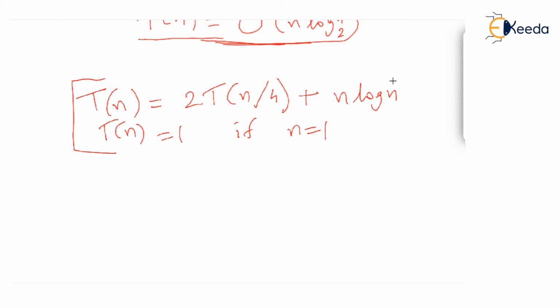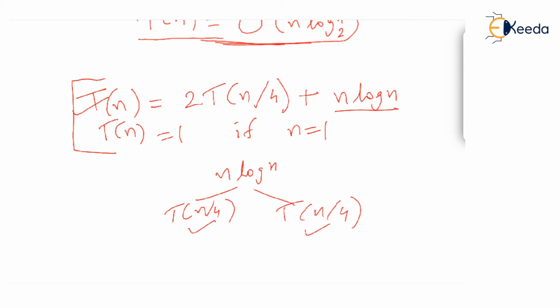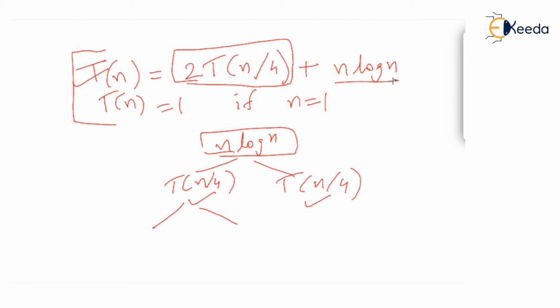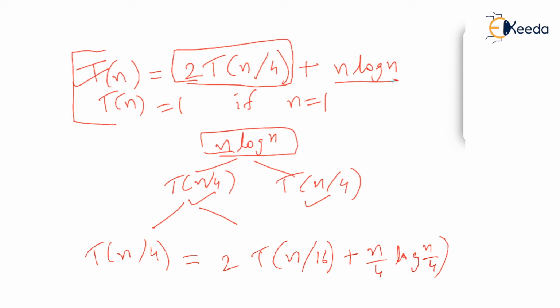For example, if we use the tree method, then T(n) will be represented as n log n added with T(n/4) two times. This is nothing but T(n/4) added with T(n/4), which is how we got 2T(n/4) plus n log n. But then we will have to expand T(n/4). T(n/4) will be equal to 2T(n/16) plus n/4 log of n/4. Now it becomes complex, isn't it?